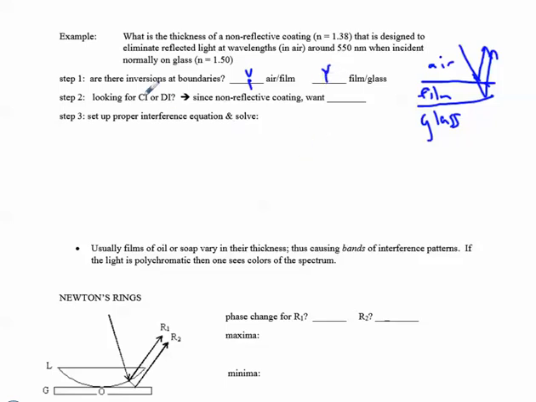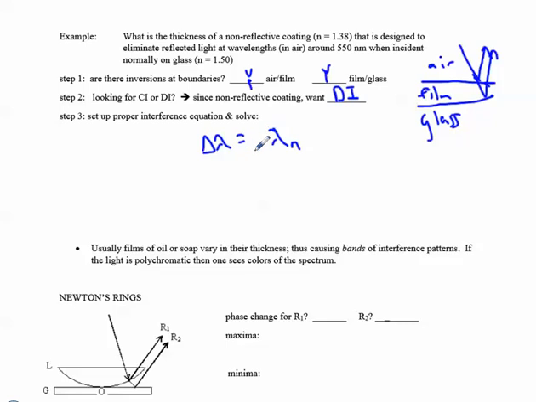Next question we ask: are we looking for constructive interference or destructive interference here? This is a non-reflective coating, which implies destructive interference. That's going to help set up our equation. So let's put it all together. What we want to basically say is that our path difference, delta lambda, is going to equal some integer of our wavelength in the new medium, lambda n.